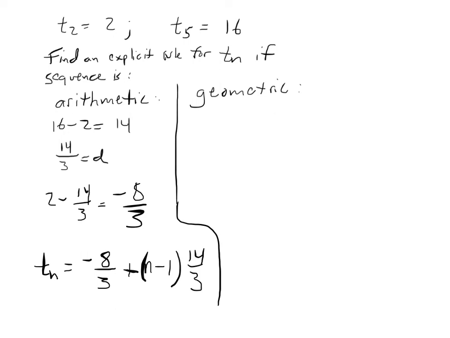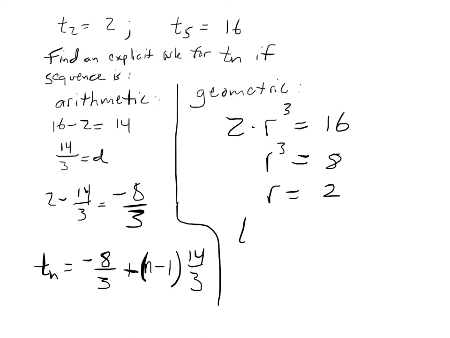So suppose we want to assume that the sequence, instead of being arithmetic, is geometric. It means that to get from T2 to T5, I'd have to multiply by my r 3 times. So that would mean that 2 times r cubed is going to have to give me 16. So r cubed is going to have to be 8, and then r is 2.